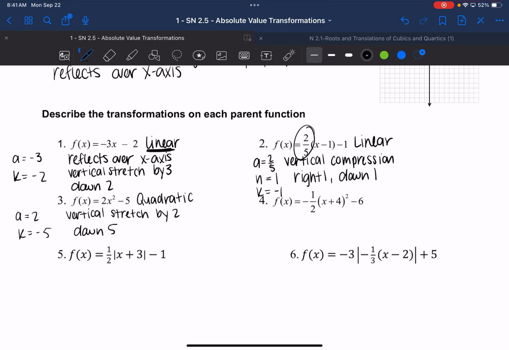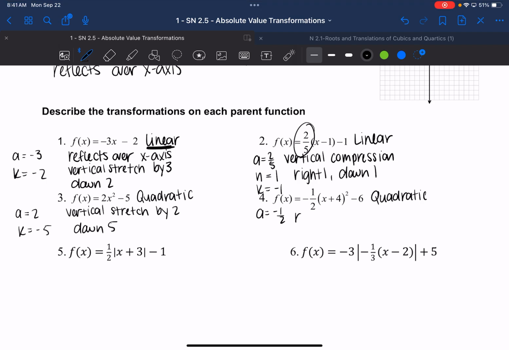All right, number 4. What type of parent function was number 4? Also quadratic. Good. All right, did it have an A value that would change something? Yes. What was its A value? -1/2. Okay, so the negative does something and the 1/2 does something. What are those two things? Reflects over the x-axis. Very good. Vertical compression. Nice.